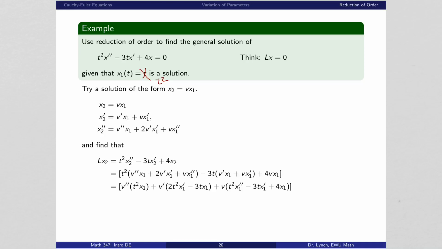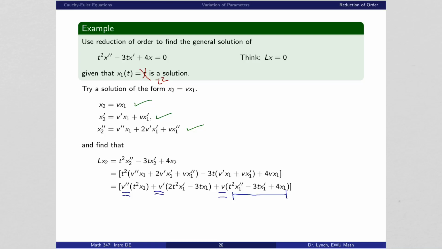Okay, so in any case, here I'll do this in a little bit more generality. Instead of substituting t squared in, I'll just leave it as x1. So the zeroth, first and second derivatives are given here, just using the product rule. And when we substitute those into the differential equation and reorganize, again, categorizing things in terms of v double prime, v prime, and v, one of the things we see is our differential operator jumping out at us.